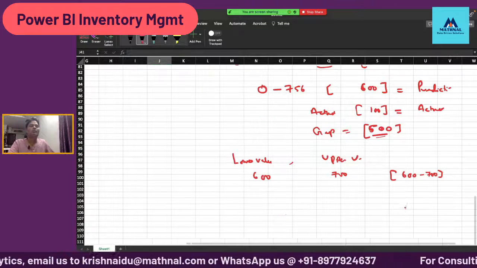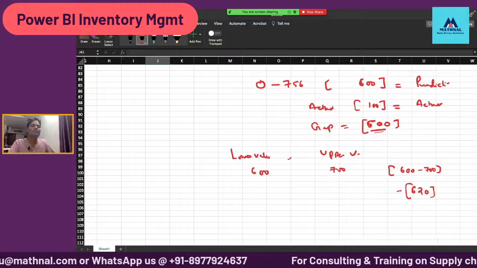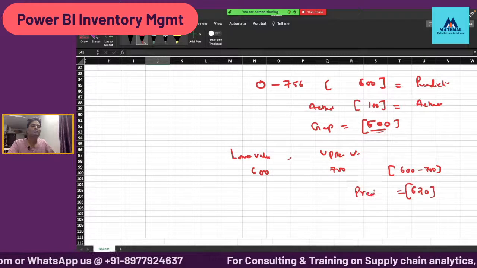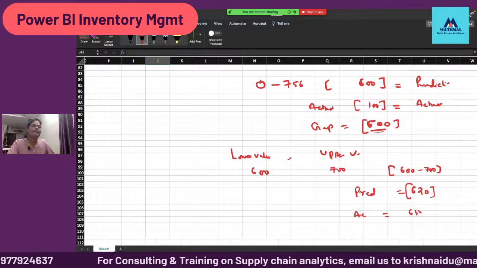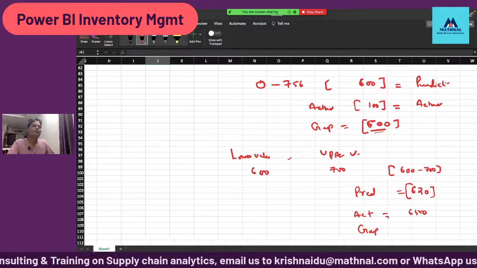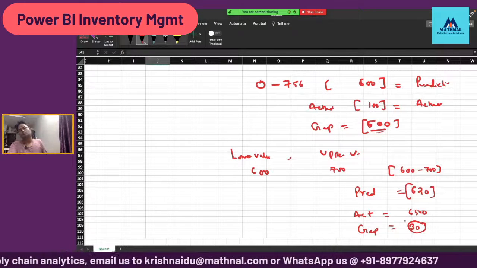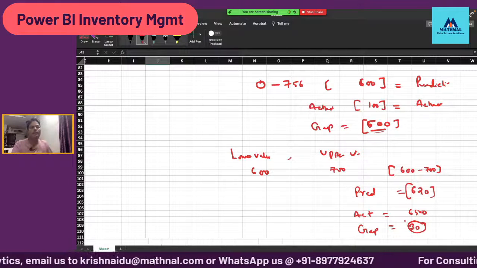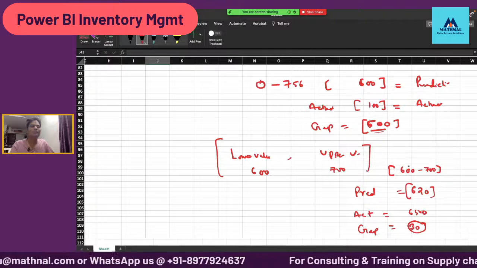So if you make a prediction of 620 and the actual is 650, what is the gap? It is 30. 30 is a small gap. So if you want to have a small gap, then your lower value range and upper value range gap should be smaller.